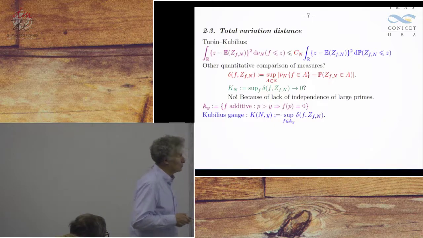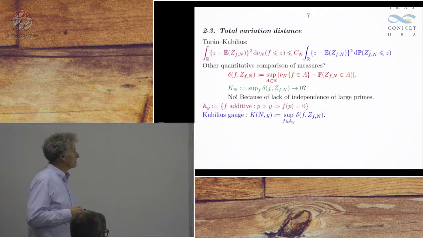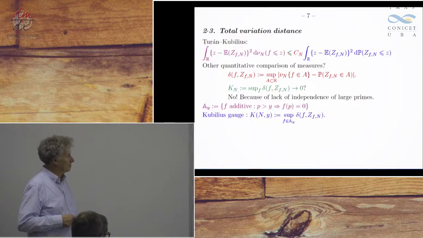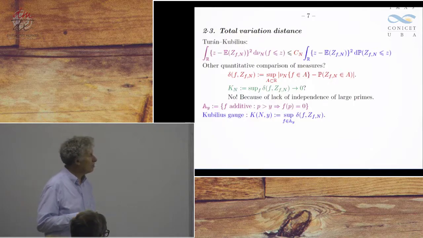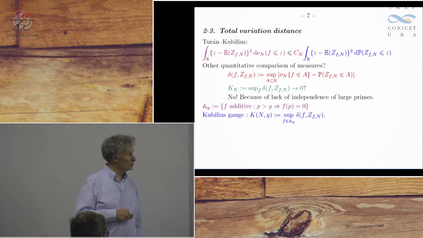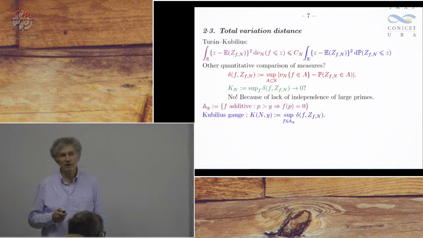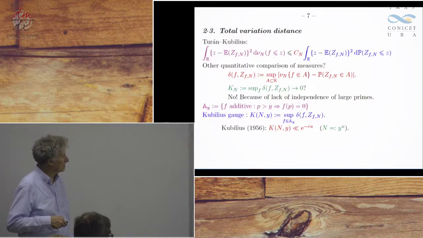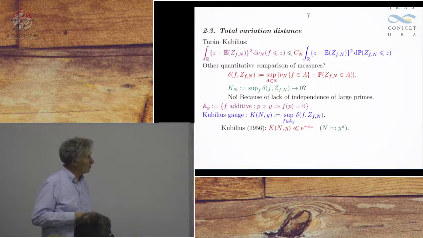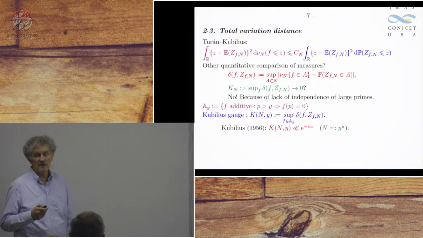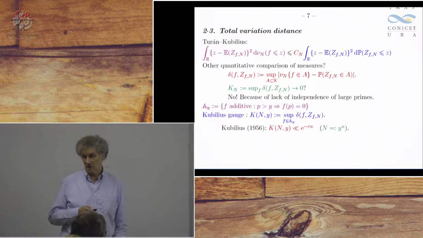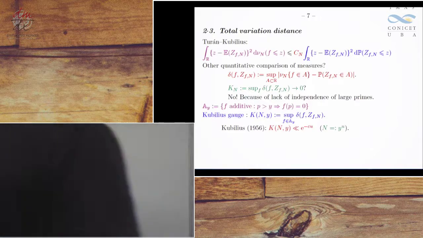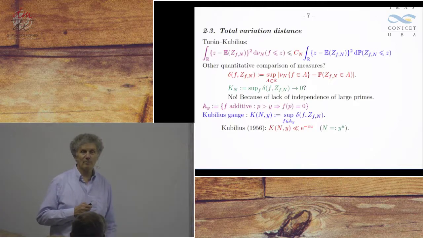So we take additive functions which are 0 on the large primes, and ask ourselves, with Kubilius, this is the Kubilius gauge, how large can we take y to ensure that this K(n,y), now depending on two variables, tends to 0. And Kubilius in 1956 showed that essentially if y is n to the little o(1), then the density, so this u, will tend to infinity, and the gauge will tend to 0.